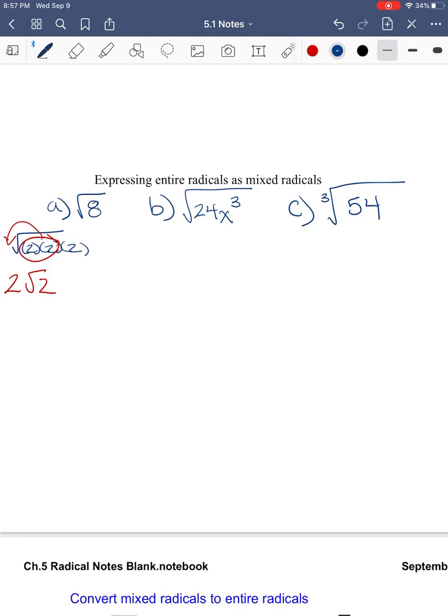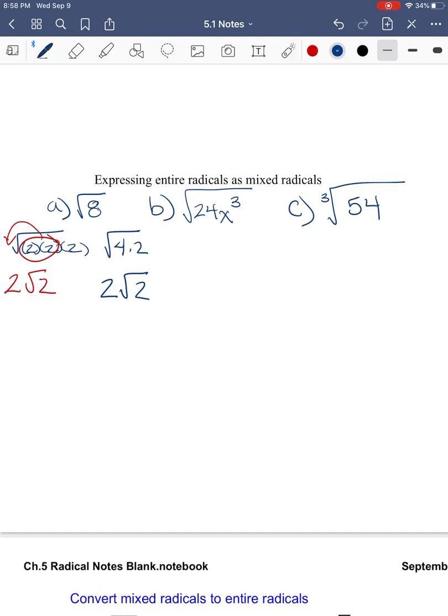But this year, ideally, just because it's more efficient, what I'd like you to try to work towards would be using the idea of perfect squares. Because we know 8 is really the same as 4 times 2, 4 being the largest perfect square that goes into 8. The square root of 4 is 2, and we can't do anything with the other 2, so it stays under our radical.